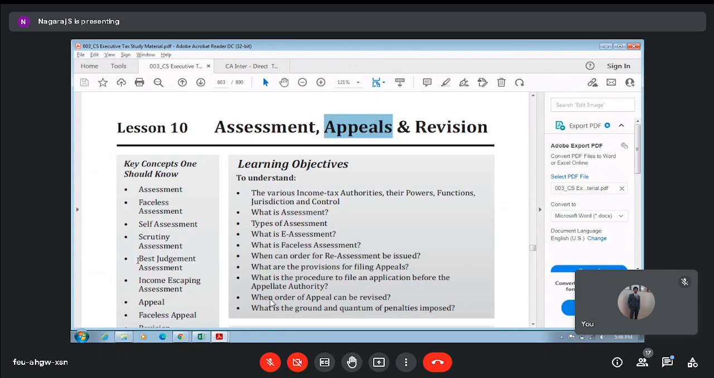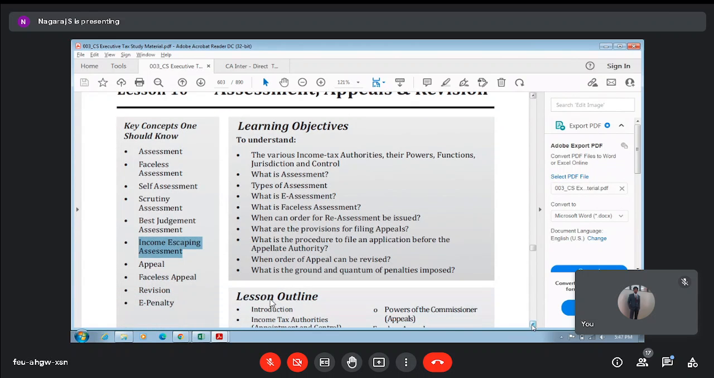Okay, in best judgment assessment, section 144, you need to understand the time limit, only the time limit. Income escaping assessment, section 147, 148, need to understand the time limits. In appeals, within how many days you can go for appeal. See, there are 4 stages of appeal. How many stages? 4 stages of appeal.